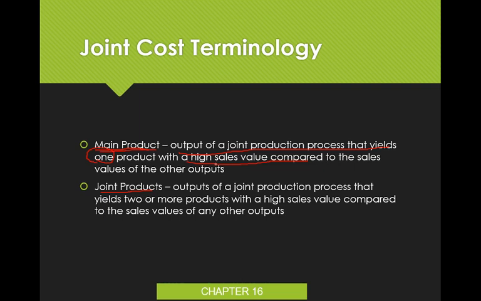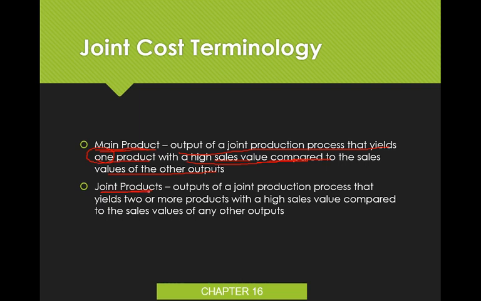High sales value compared with the sales value of other products or outputs. We compare the output of product number 1, for example, to products number 2, 3, 4, 5, and we see that product number 1's sales value is 1 million, and product 2's sales value is 1,000, product number 3's is 2,000, and product number 4's is 10,000. Then 1,000, 2,000, and 10,000 compared to the 1 million sales value is low, and the 1 million sales value is high. Then this one product we will call the main product.